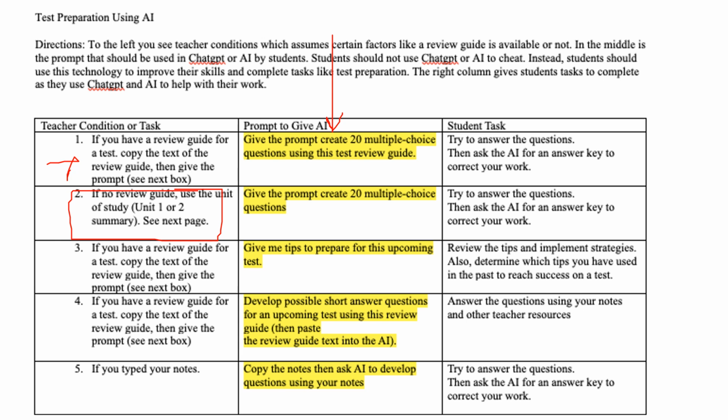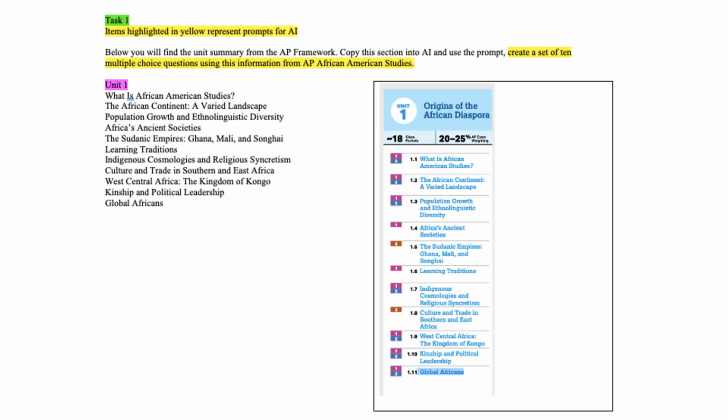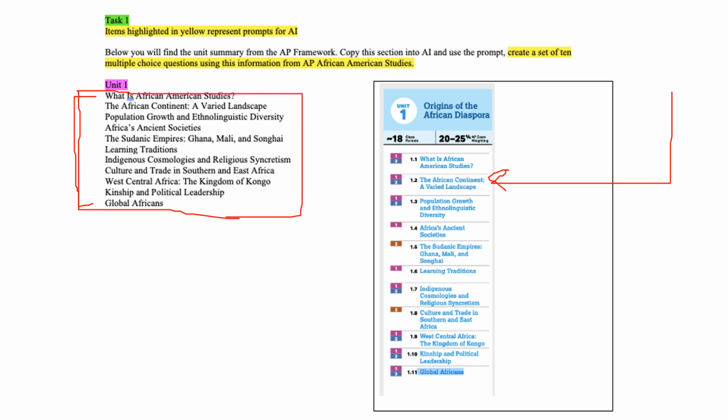You could also use your notes. If you have typed your notes, you can actually just put that into AI and ask it to generate a series of multiple choice questions using your notes. So this is the summary from the AP framework. What I did here is I just included this screenshot, but I've then taken these items and have the text. So this is the text that you can use.